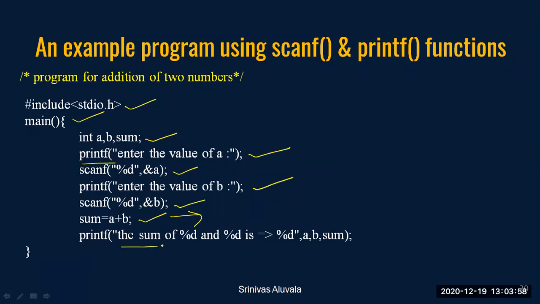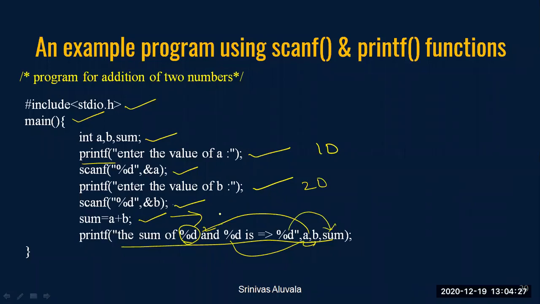Then my output I am giving as you can look here: sum of percentage d, that is a. The value I give in a is going to be printed here, and then percentage d, the value I give in b is going to be printed here. Then percentage d, the sum value will be printed here. For example, I enter a value 10, and that 10 will be taken and stored in the address of a. And when I enter a value 20, that 20 will be stored in the address of b.